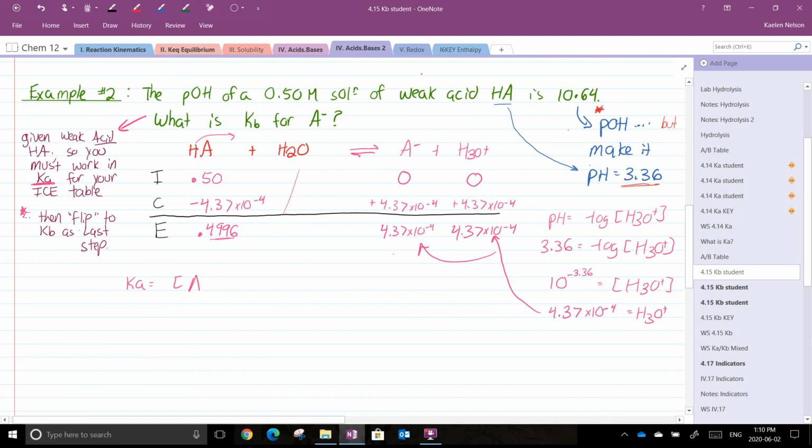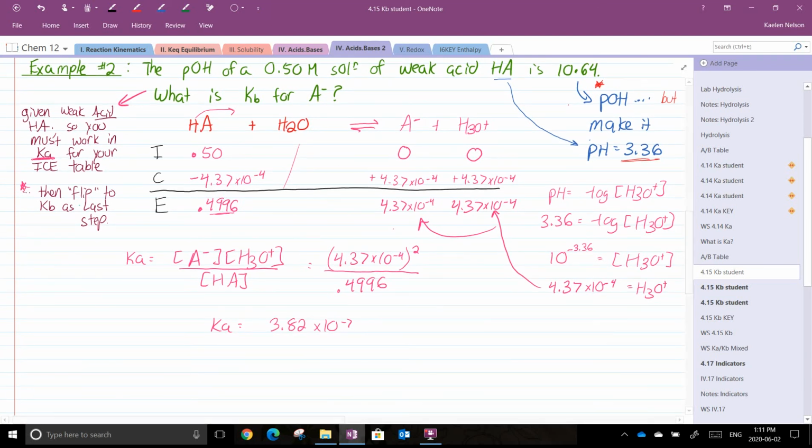I start with A minus times H3O plus all over HA. And I have numbers for everything, so 4.37 times 10 to the minus 4, they're the same, so I'll do that as squared, over 0.4996. So my Ka, once that's calculated out, will be 3.82 times 10 to the minus 7.